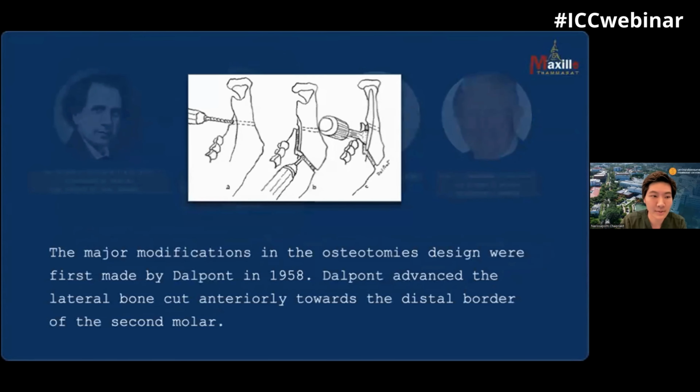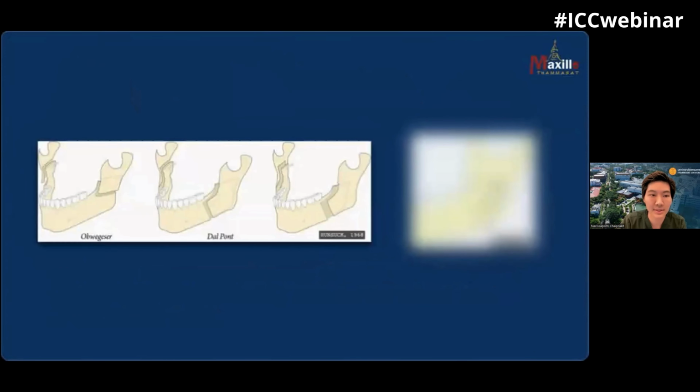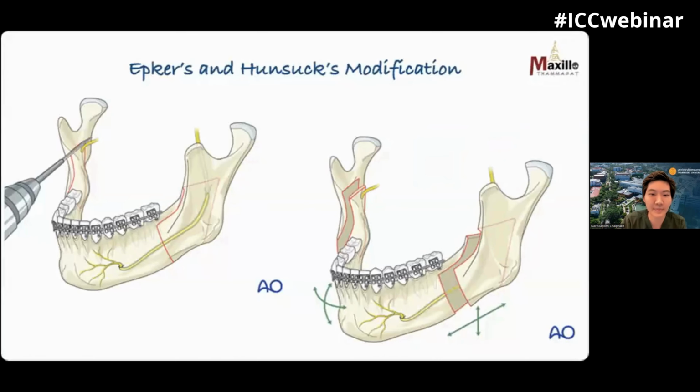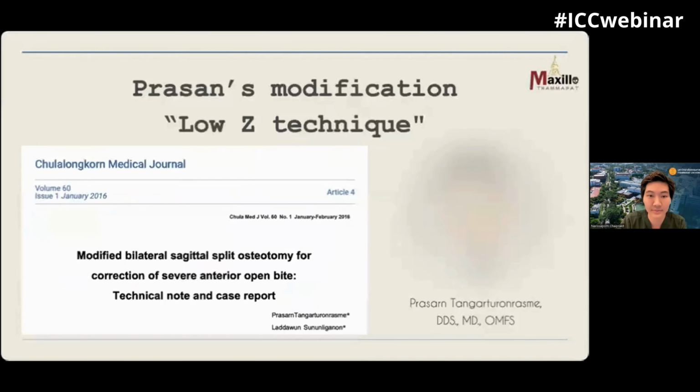Then Dr. Dal Pont modified the lateral bone cut anteriorly toward the distal border of the second molar. Dr. Hunsuck and Epker modified the lingual cut to just superior and posterior to the lingula to avoid nerve injury. So, the Epker and Hunsuck modification is widely used nowadays.